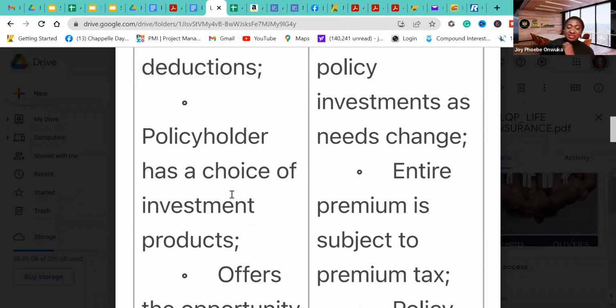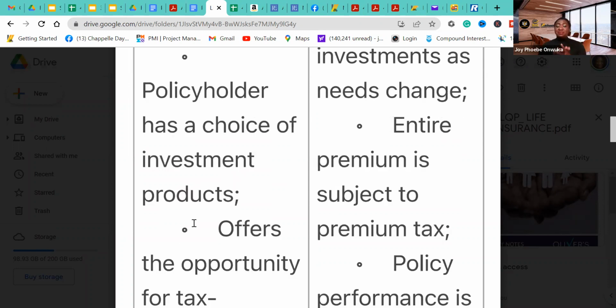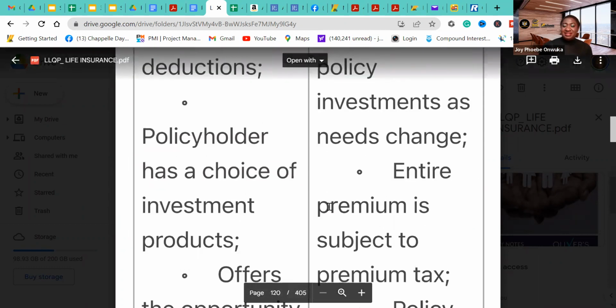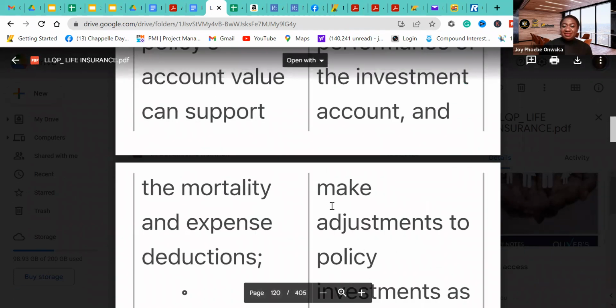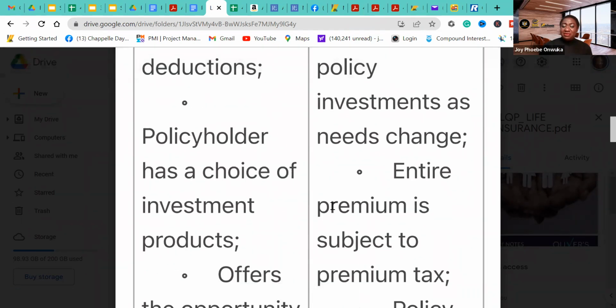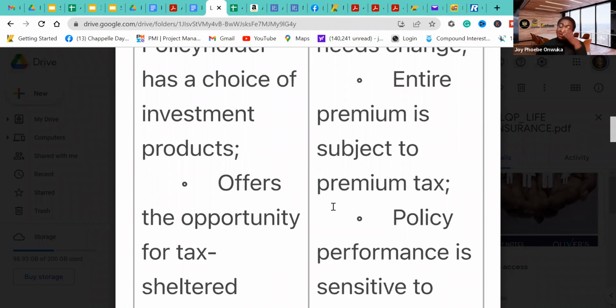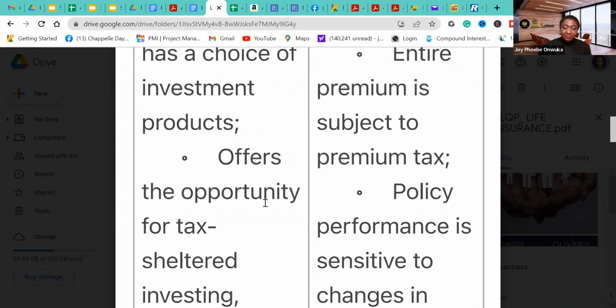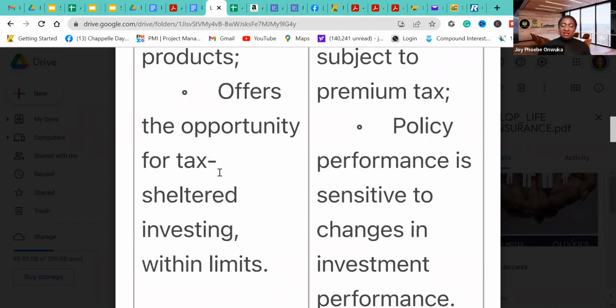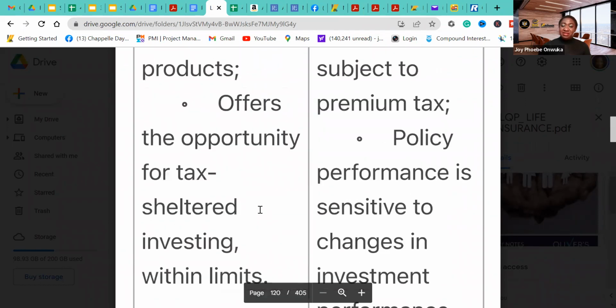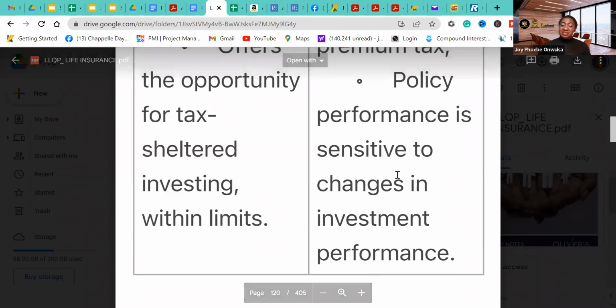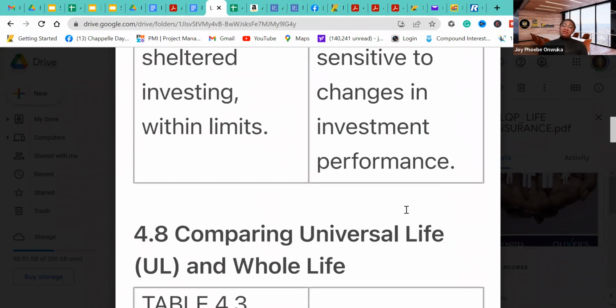Another advantage of universal life is that a policyholder has a choice of investment product. Yes, the policyholder makes a choice. However, the disadvantage is that the entire premium is subject to premium tax. Yes, the entire premium is subject to premium tax. Another advantage is that it offers the opportunity for tax sheltered investment within the limit. Now, policy performance is sensitive to changes in investment performance.